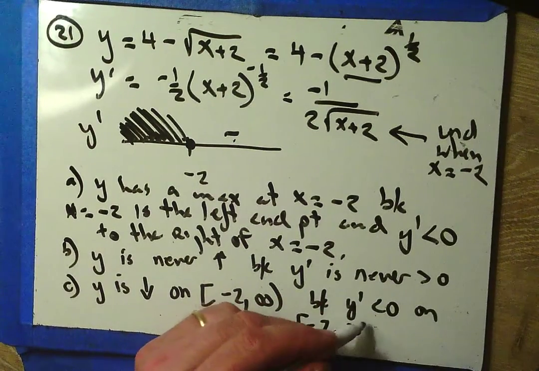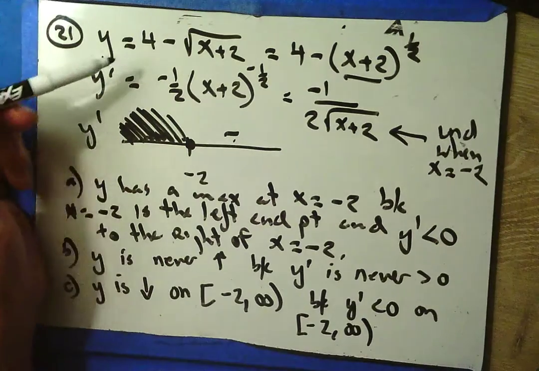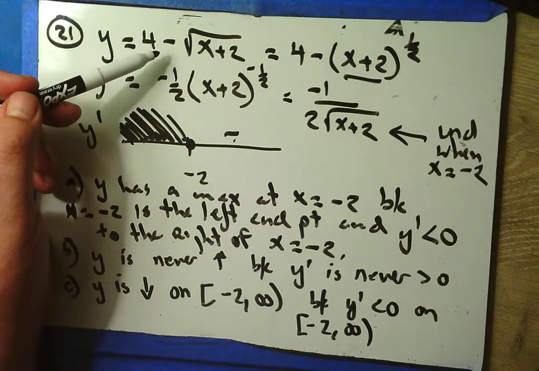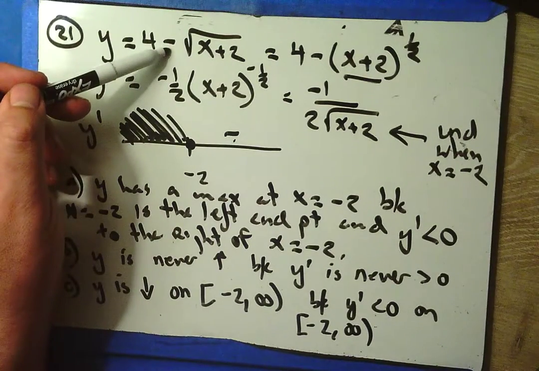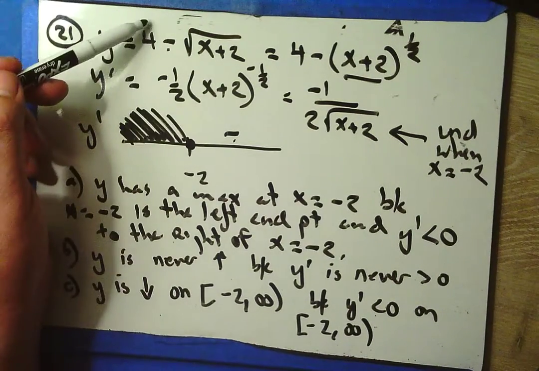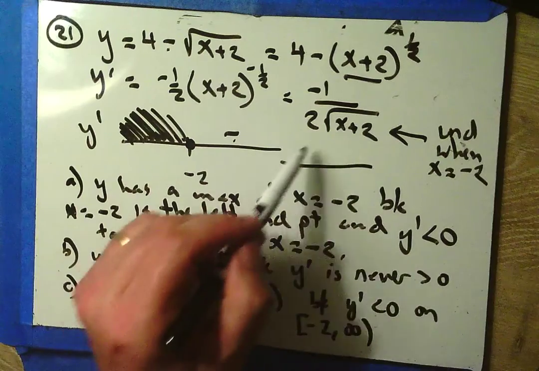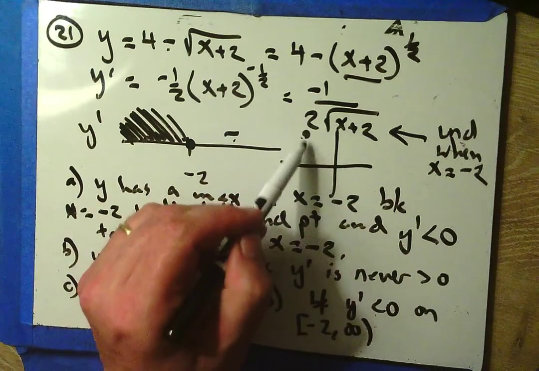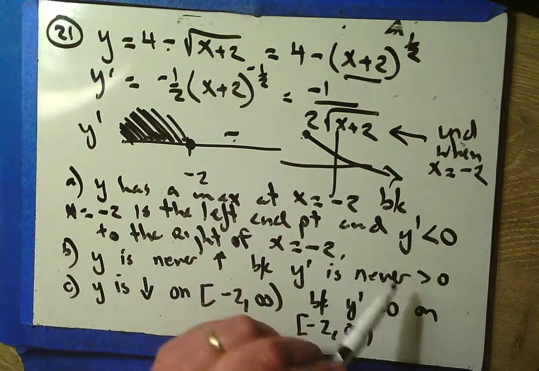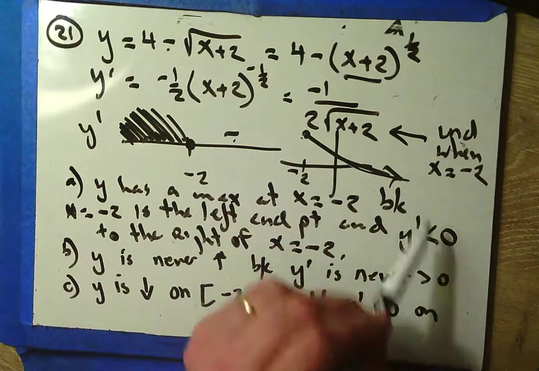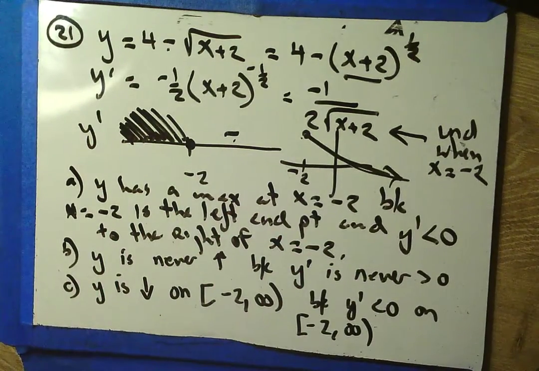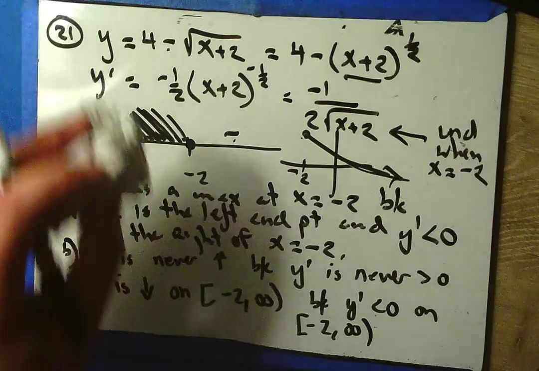And remember, this goes in line with the way we thought about this graph. When we thought about the graph of this, we've flipped upside down, we've shifted left 2 and gone up 4. And so my graph is going to look like that kind of thing, with a max here at negative 2 and always decreasing. Great, that's 21. What's next? 24.